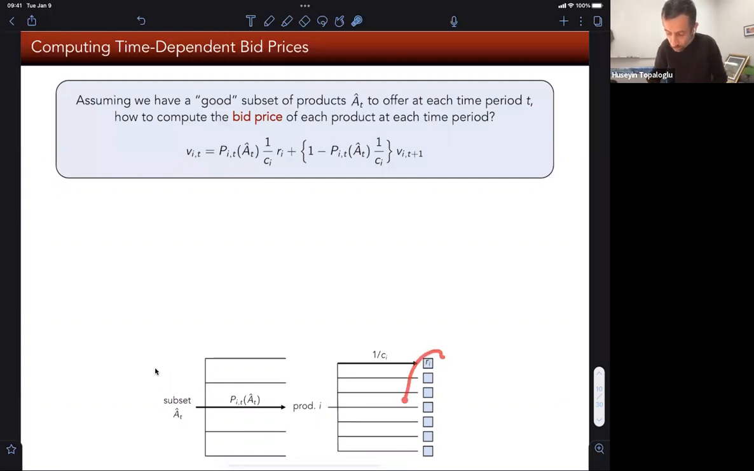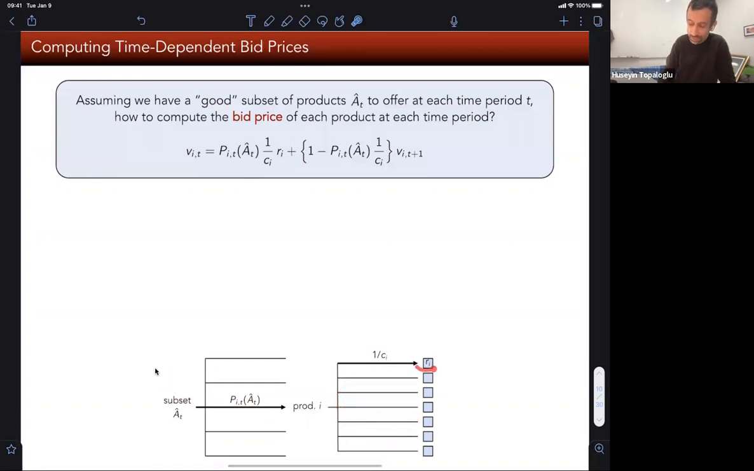So I have CI units of product I, and I'm just focusing on one of these units, and I'm trying to compute the value that I can extract from one of these units at time period T. I'm offering my good assortment, ideal assortment that I was given, A hat T. If I offer my good assortment, this is the probability that a customer purchases product I. If the customer purchases product I, I'm going to route this customer with equal probability to each one of the CI units that I have for product I.